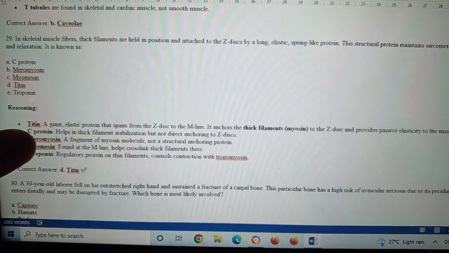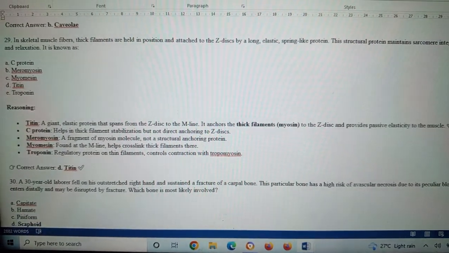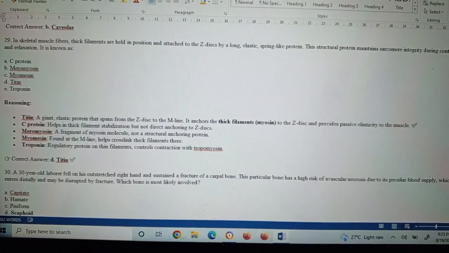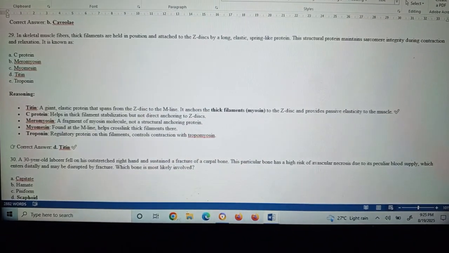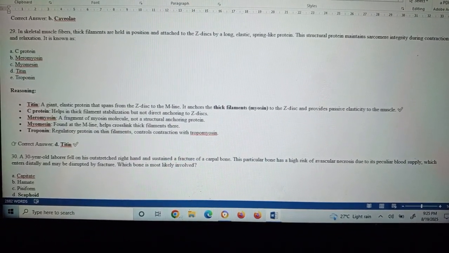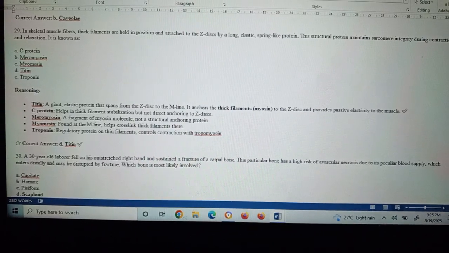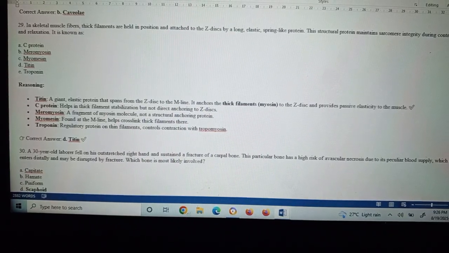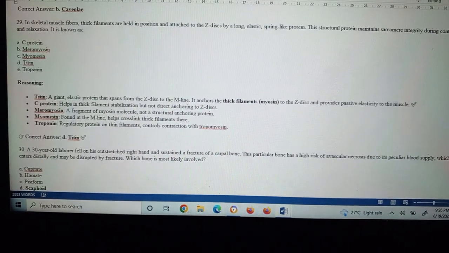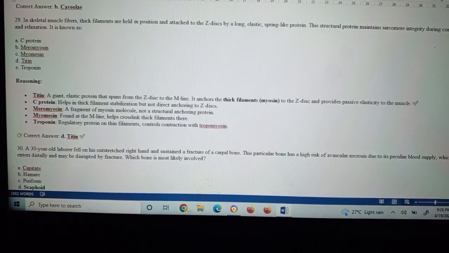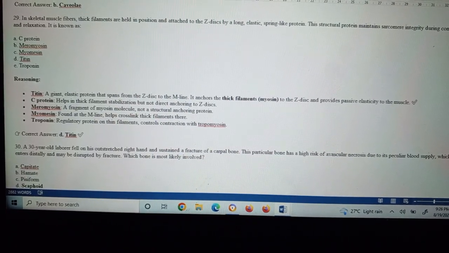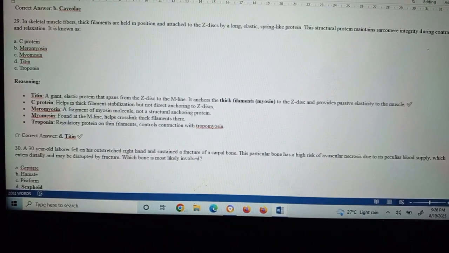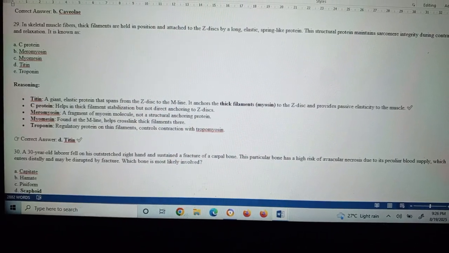In skeletal muscle fibers, thick filaments are held in position and attached to the Z disc by a long elastic spring-like protein. This structural protein maintains sarcomere integrity during contraction and relaxation. It is known as: C protein, myomesin, myomysin, titin, or troponin. So this is titin. Titin is a giant elastic protein that spans from the Z disc to the M line. It anchors the thick filament, that is myosin, to the Z disc and provides passive elasticity to the muscle.